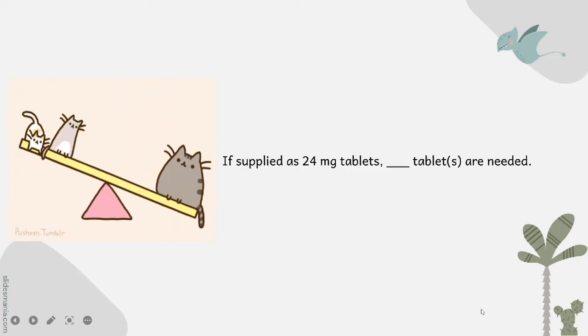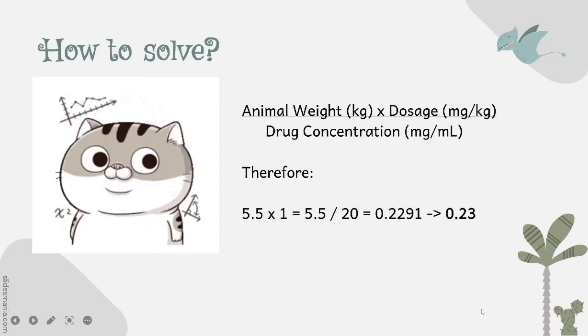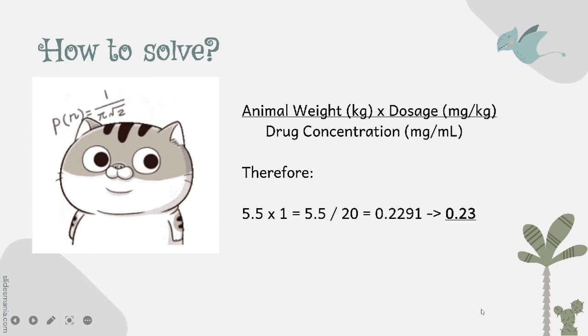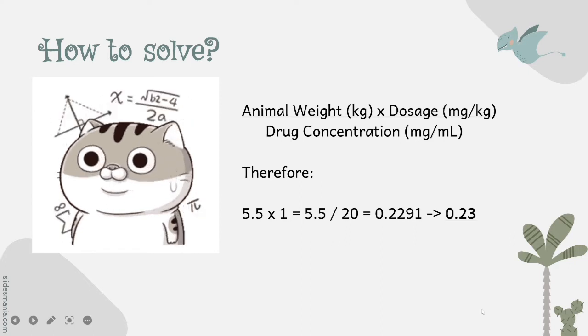If supplied as 24 mg tablets, how many tablets are needed? How to solve? Animal weight times dosage divided by drug concentration. Therefore, 5.5 times 1 is equal to 5.5. It is divided by 24 equal to 0.2291 or 0.23.